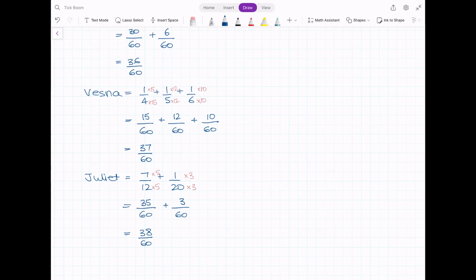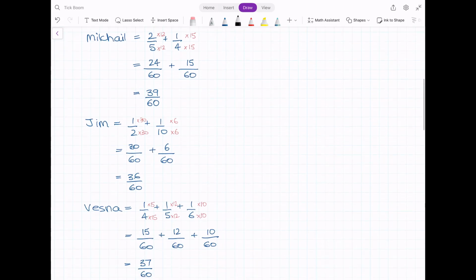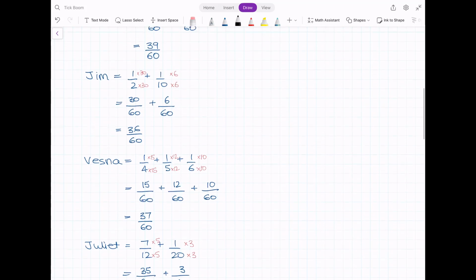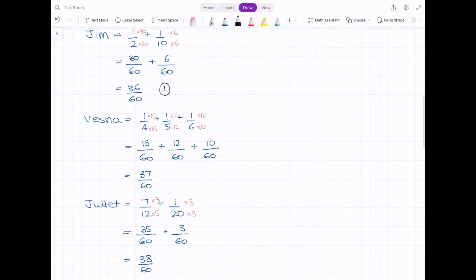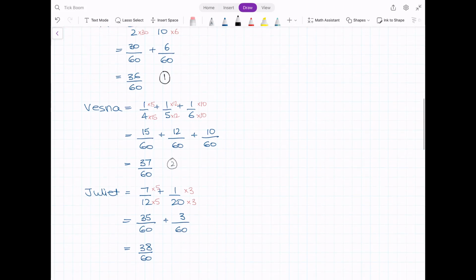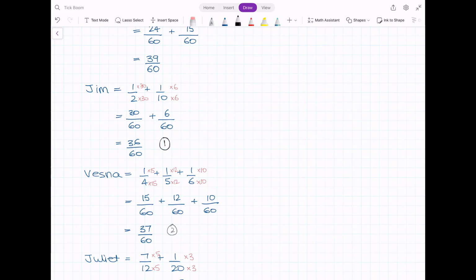So all we have to do now is ask ourselves, we want to put them in order from least to most. So which is the smallest? 39, 36, 37, or 38? 36 would be the smallest, so Jim would get the rank of 1 in terms of putting it in order. Then after 36 would be 37, so that's Vesna. Then after 37 would be 38, and then after 38 would be 39. So the numerators all become consecutive, 36, 37, 38, and 39 over 60. So placing them in order becomes quite easy.